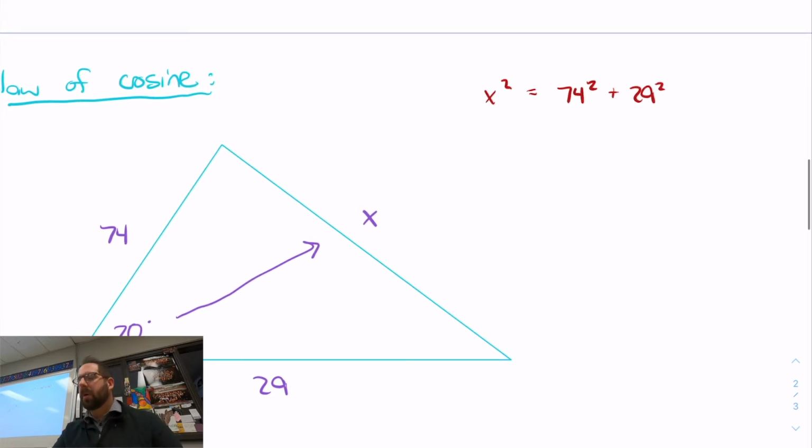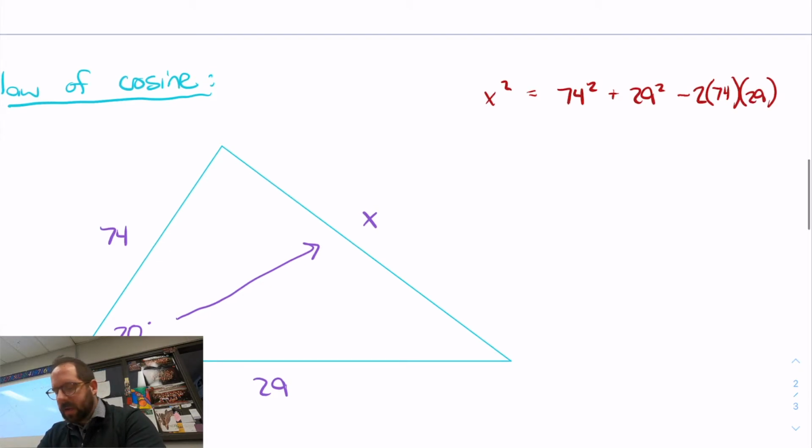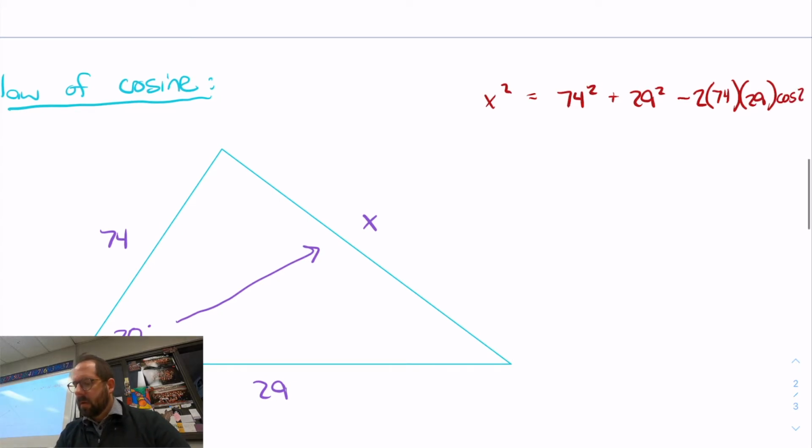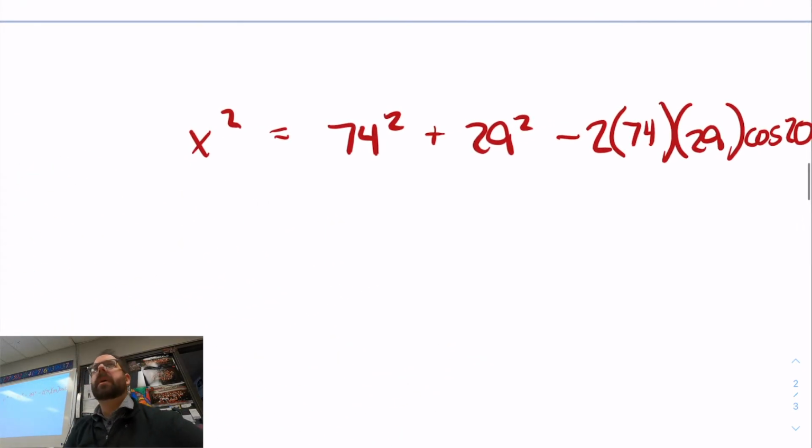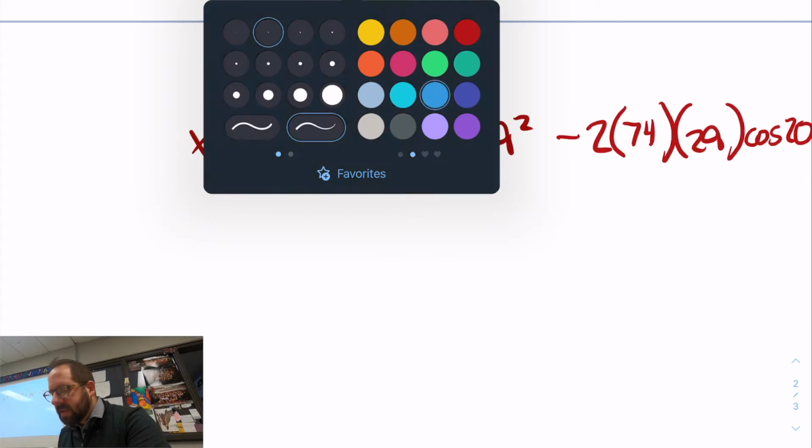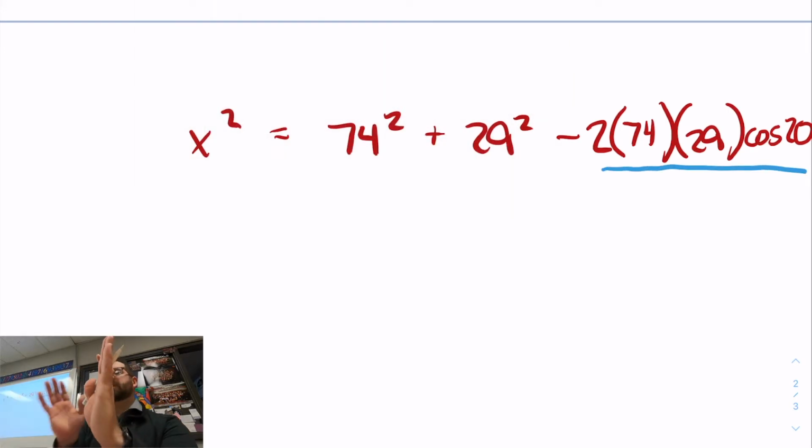We set it up like the Pythagorean Theorem, and then behind it we throw a little extra piece, which is the law of cosine part, where you go minus, it's always a minus sign, 2 times the two walls that were provided to you, the 74 and the 29, and then the cosine of the angle that was between them, cosine of 20. That is the law of cosine. It looks like the Pythagorean Theorem with one extra piece that they subtract in the back. It's got to be the two walls and the cosine of the angle between them. If you solve this out, it will give you that wall every single time.